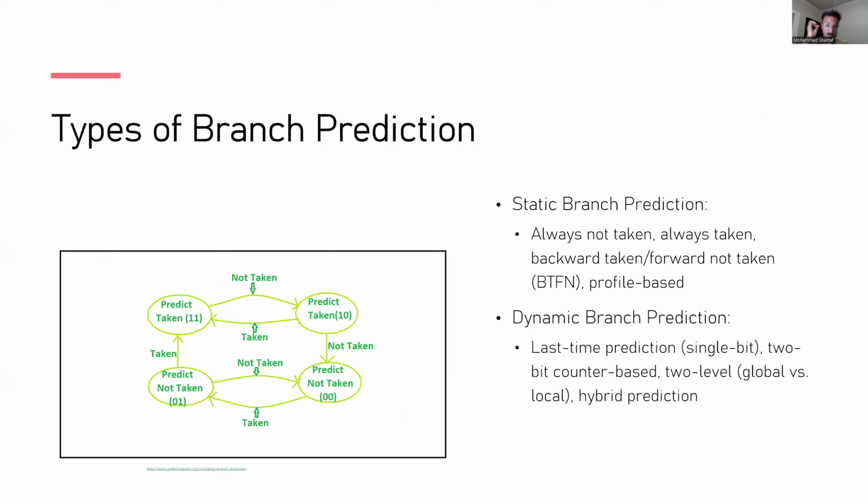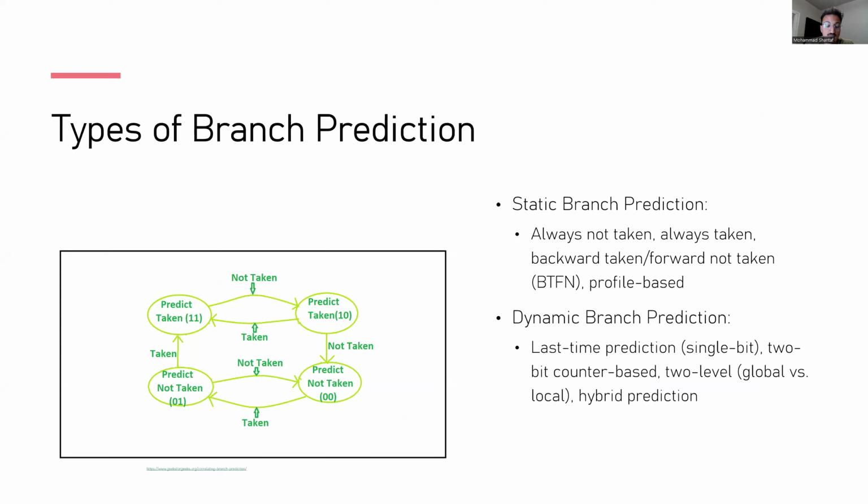As for the dynamic branch prediction, it falls into last-time prediction. Either it's a single bit, maybe a 2-bit counter, or maybe a 2-level, or maybe even a hybrid prediction, which we'll get to later in this lecture. Anyway, the diagram shown to the side is a dynamic branch prediction diagram showing how the system itself learns from itself.